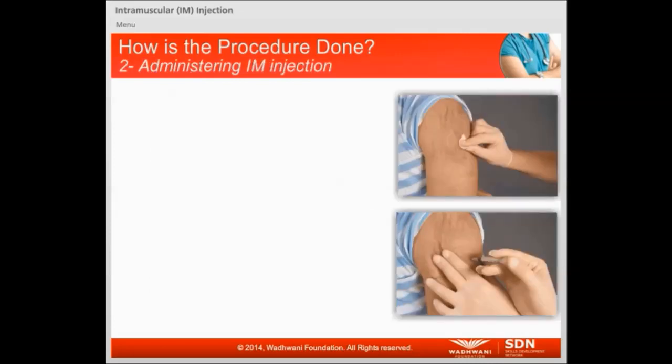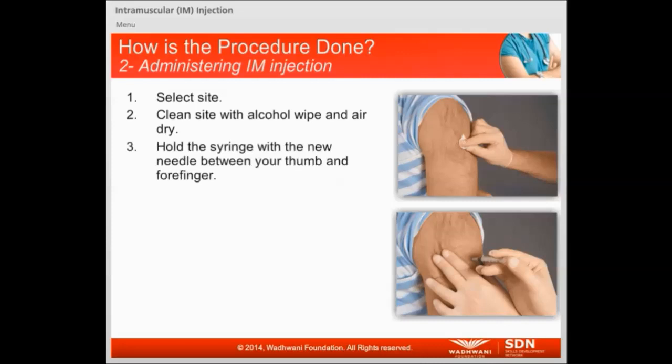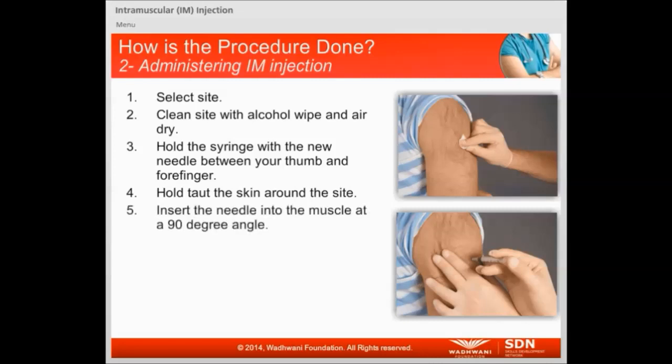Now for administering the IM injection. 1. First, select the site. 2. Clean the site with an alcohol wipe and air dry. 3. Hold the syringe with the new needle between your thumb and forefinger. 4. Hold taut the skin around the site. 5.